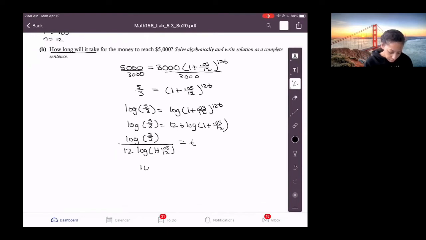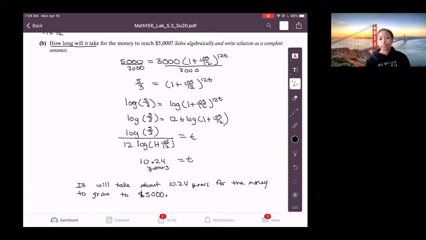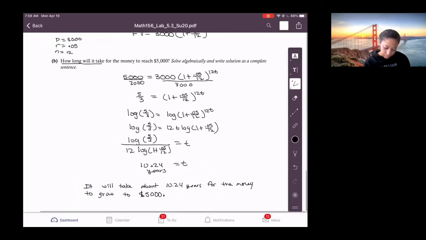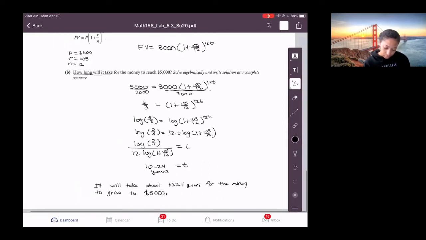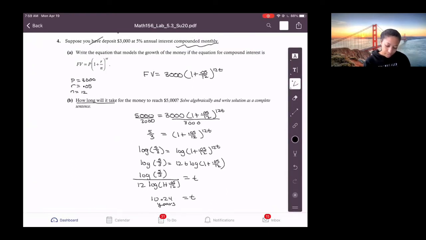And we got that this is about 10.24. You always want to put your units, which is years in this case. So in a sentence, it will take about 10.24 years for the money to grow to $5,000. That feels like a long time, but maybe not.